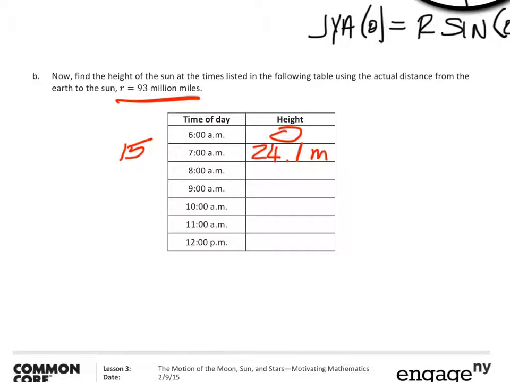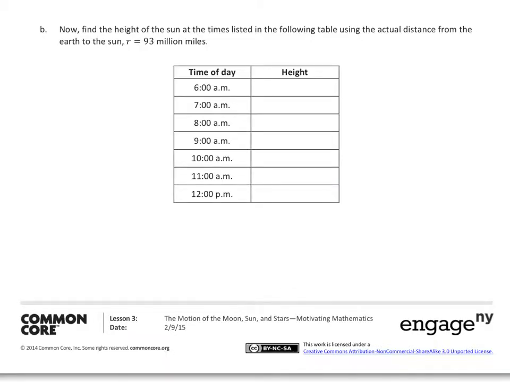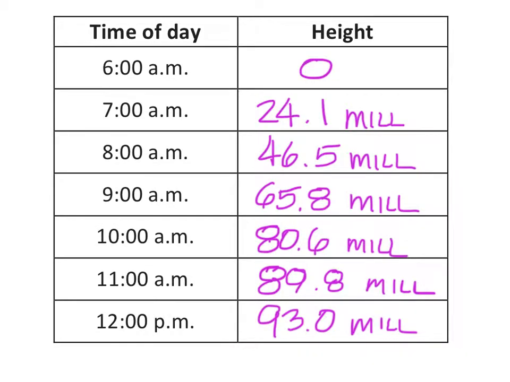And you could do the same thing for the rest of that table using 93 million miles. And I've already finished the table for you for the R value of 3438. And if you went ahead and finished that out just out of curiosity, there are the answers. As well as for this table here, for the 93 million miles, it comes out to be 24.1 million like we found. And then we have 46.5 million, 65.8 million, and so on. And you get that from r sine theta.